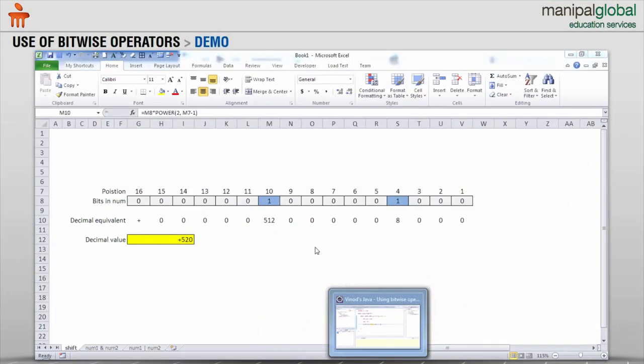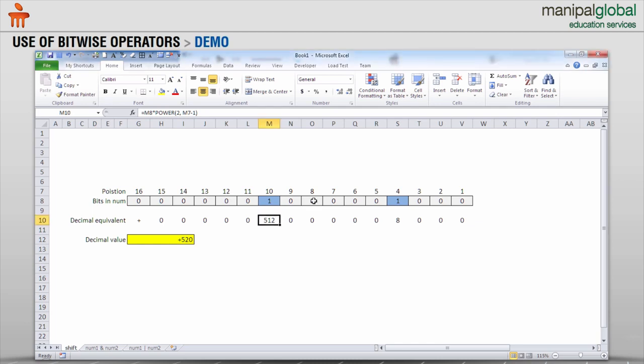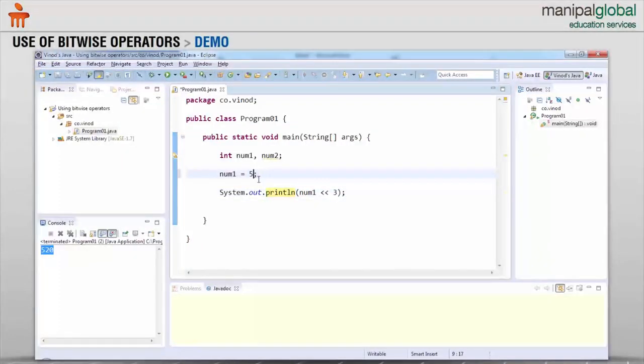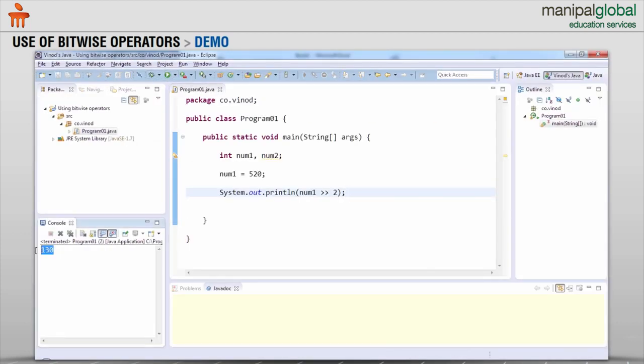So that is how the shift operators are working. Now that it is 520, if I move it back 2 bits, you should see that the result is going to be 1 here and then 1 here. Of course, these values become zeros because they have been moved now. And that's 128 plus 2, 130 again. So if I take 520 and then shift on the right side by 2 bits, the result should be 130. So I'll execute this. You can see it is 130.